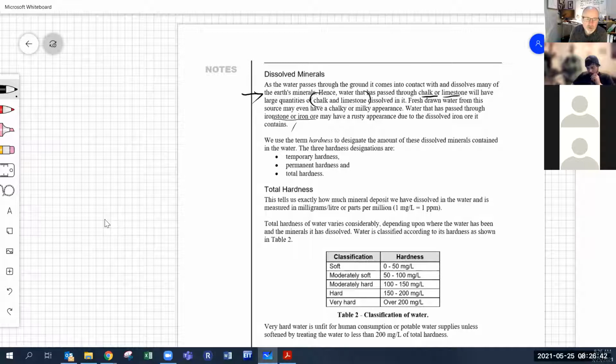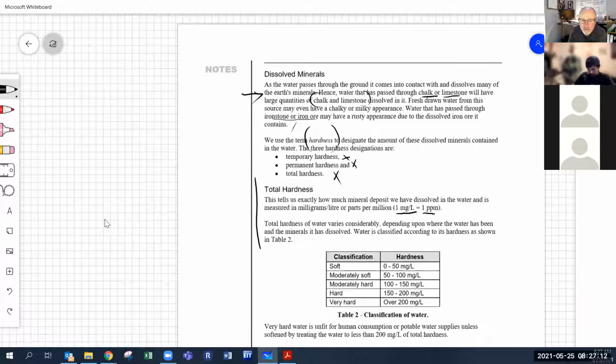All right, so we use a couple of terms to describe hardness, and this is to designate the amount of these dissolved minerals. And there's three of them: temporary, permanent, and total. Now, total hardness tells us exactly how much mineral deposit, and they measure it in 1 milligram per liter, and that equals 1 part per million.